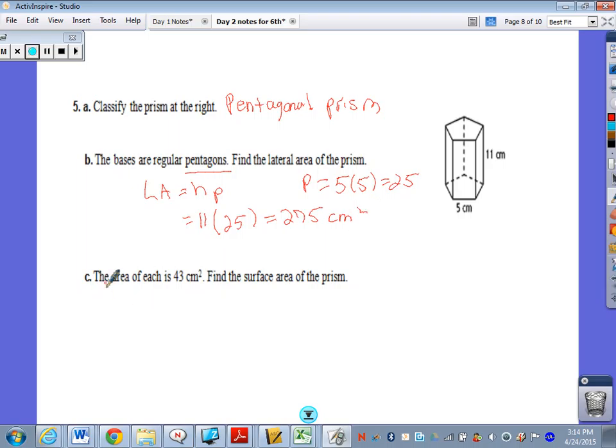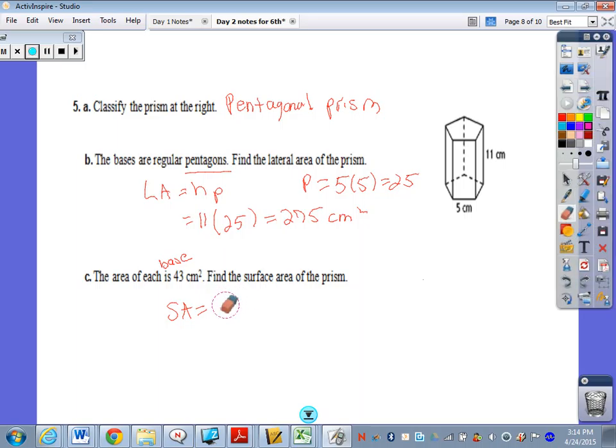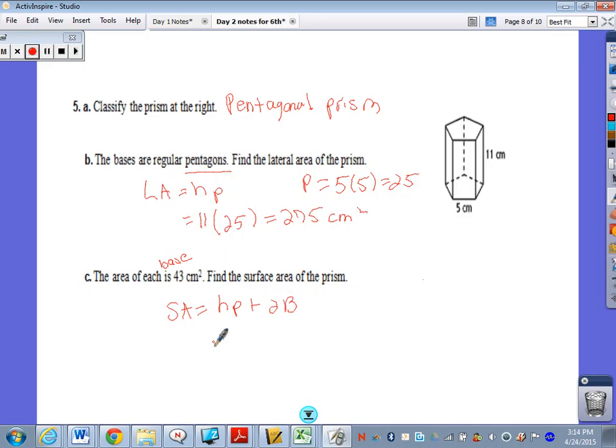For this one, C, the area of each base is 43 centimeters squared. Find the surface area. We don't know how to find the area of a pentagon, so they have to tell us if they want us to calculate it. So we're going to take the HP plus 2B, and they already gave me the B, so I'm going to put the 43 for the B, and then 275 again is my lateral area, and if you multiply that all out, you get 361.